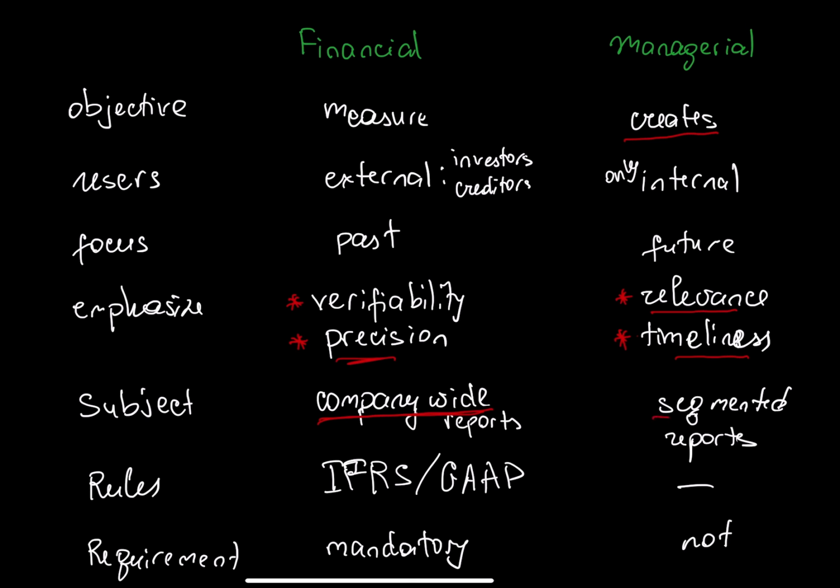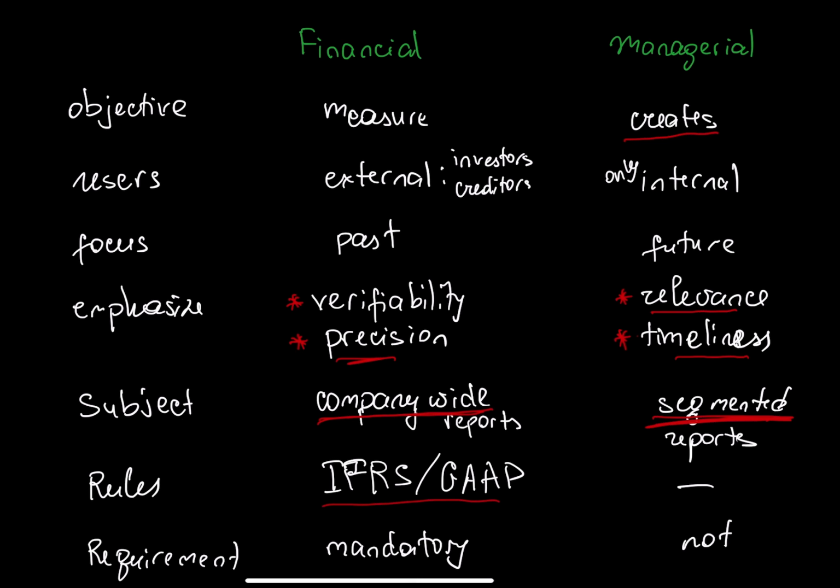But managerial accounting focuses on segmented reports. So again, those segments, and we will learn them in the future as well, can be divisions, departments, products, etc. Rules: financial accounting must abide by either local regulations or international ones such as IFRS and GAAP, but managerial accounting doesn't have to follow any rules. There are no pre-designed or prescribed formats to follow.